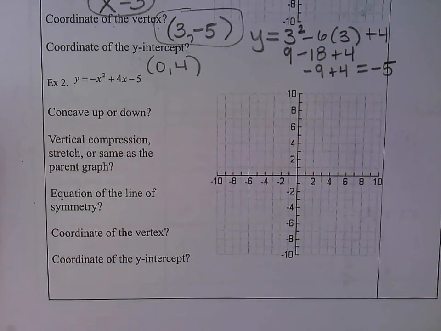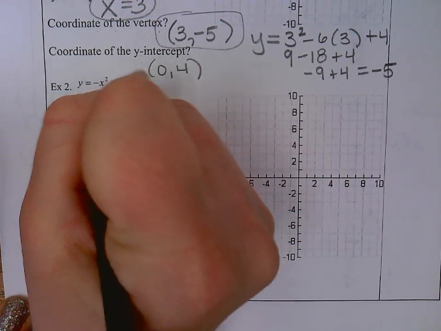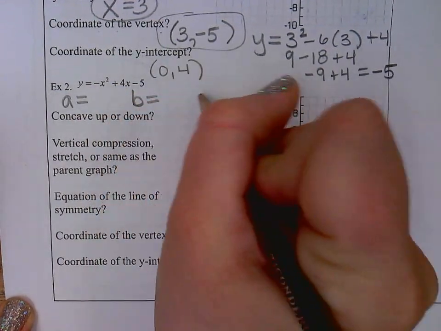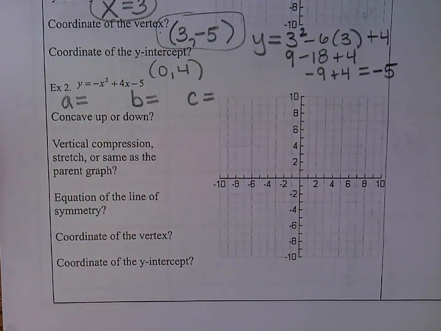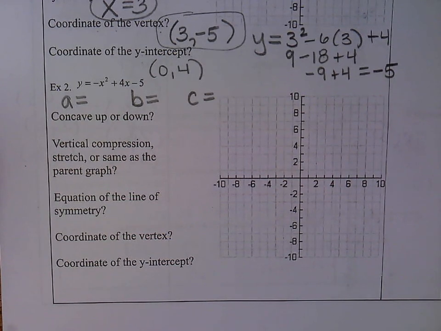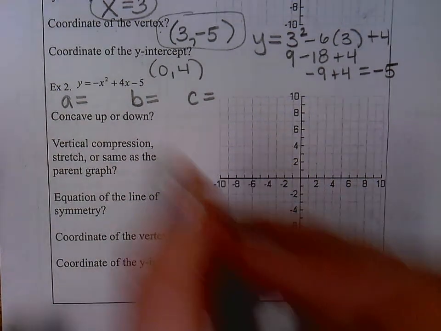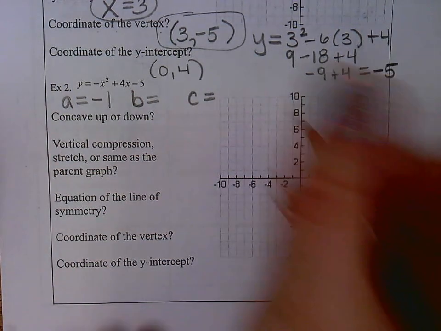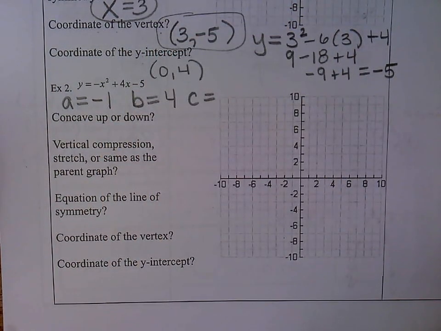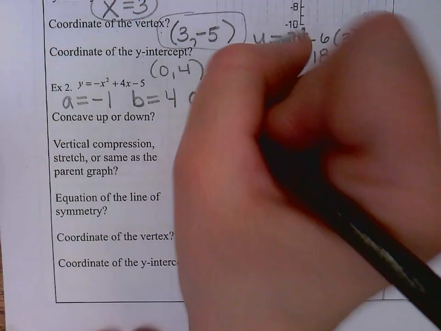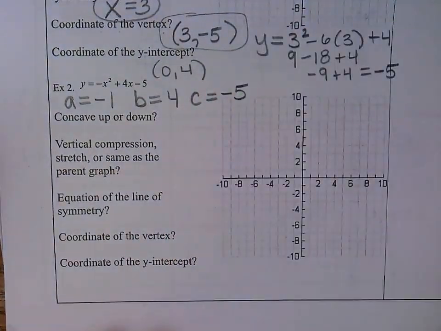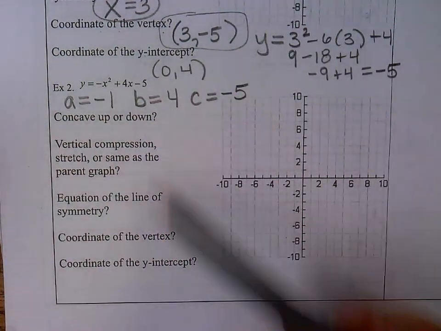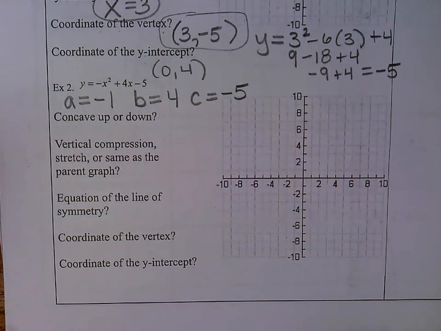So my first step is I write down what is A, what is B, and what is C in this equation. What do you think A is this time? Very good. A is -1. What is B? The coefficient 4. And what is C? -5. So this is our resource page. So I'm going to go through these with you, and then we'll do some practice, and I can walk around.